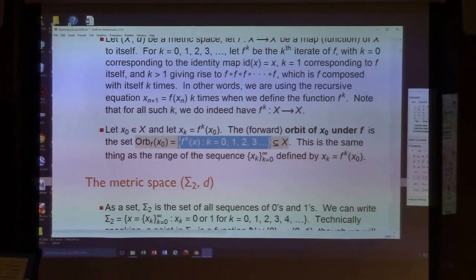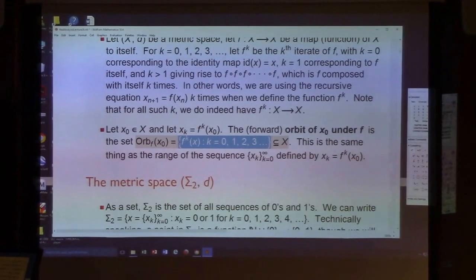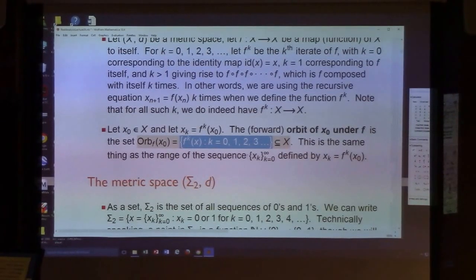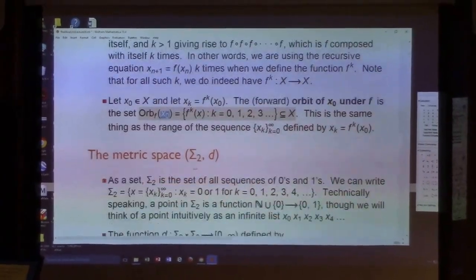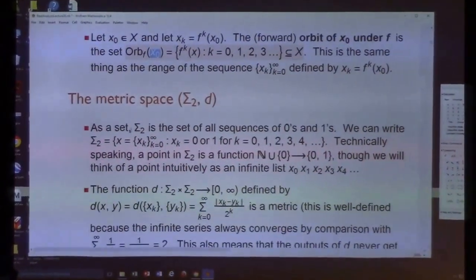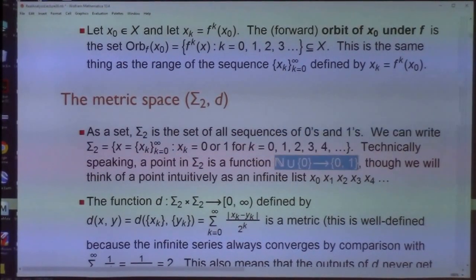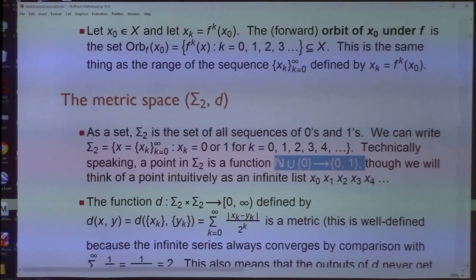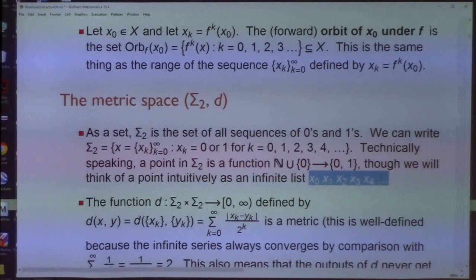Anyway, this is the sequence, or the range of the sequence more precisely, generated by the recursive equation. That's called the orbit. We are going to start our iteration at x0 instead of x1. That's traditional. Again, sigma 2 is the set of all sequences of zeros and ones. Technically speaking, such a sequence is really a function, but we're usually going to think of it intuitively as an infinite list. Not going to bother putting commas between these things, though I could.